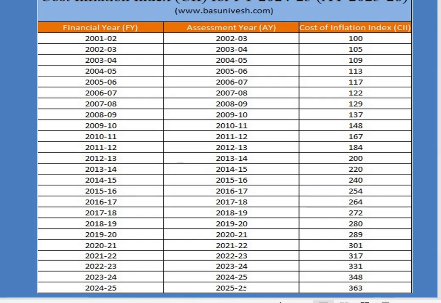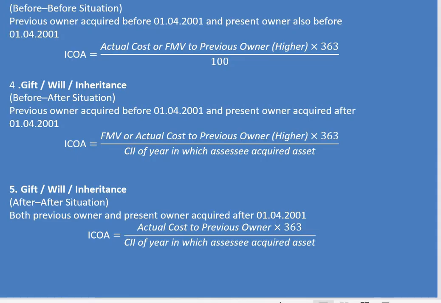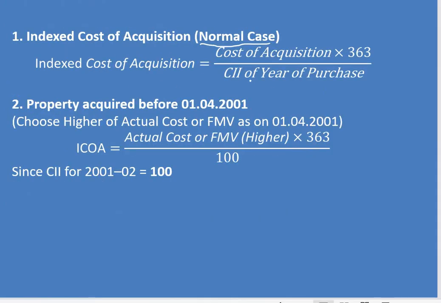This value will be constant. 24-25 value divided by CII of the year of purchase. When we are purchasing that year, CII we have to consider. That is the normal formula. Index cost of acquisition is equal to cost of acquisition value into CII of the previous year, that is 363, divided by CII of the year of purchase.